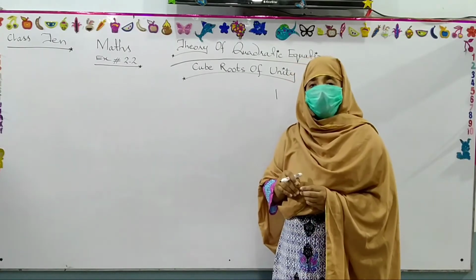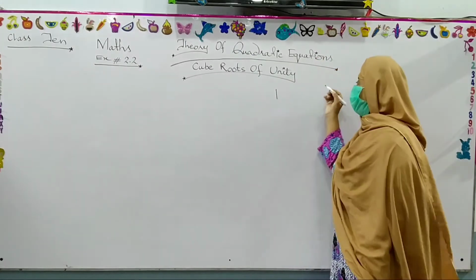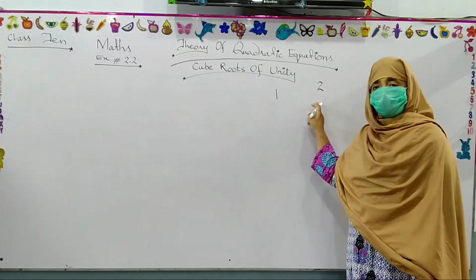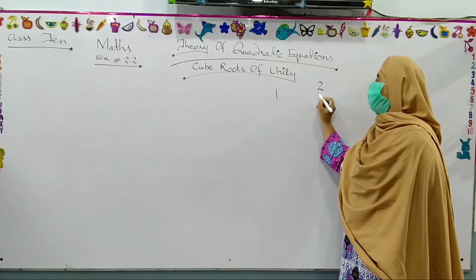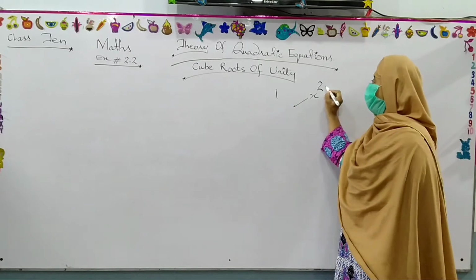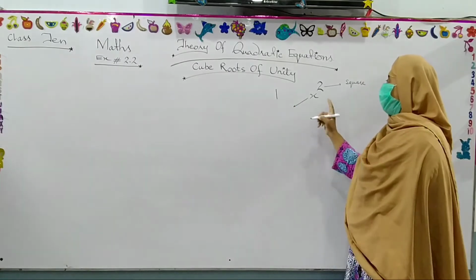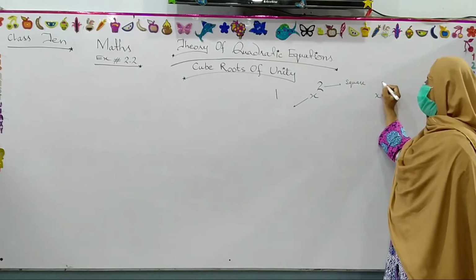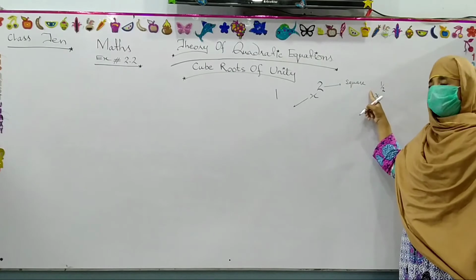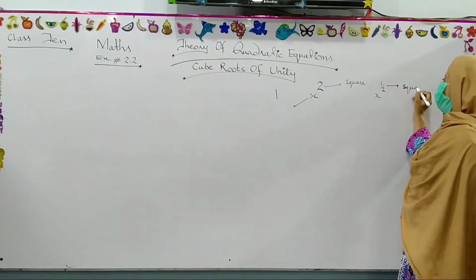First of all, I talk about square root. You know students, when 2 comes in the exponent, it is known as square. For example, this one, it is square. And if I write 1 over 2 in exponent, this 2 is reciprocal. It is known as square root.